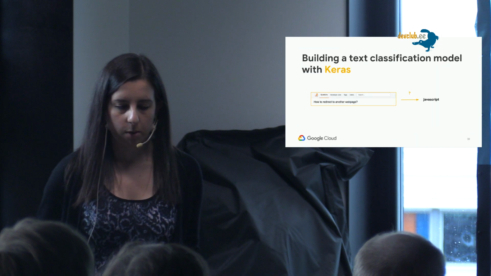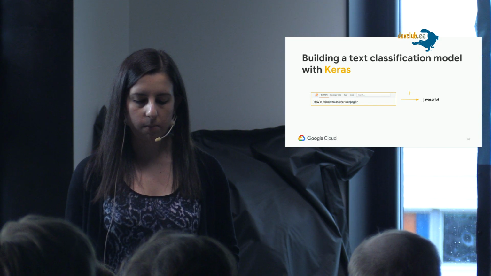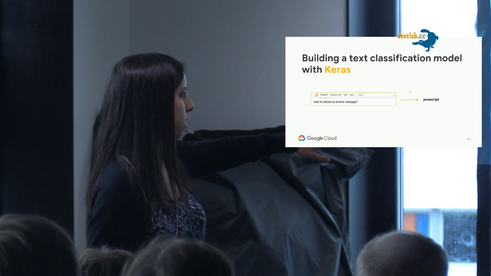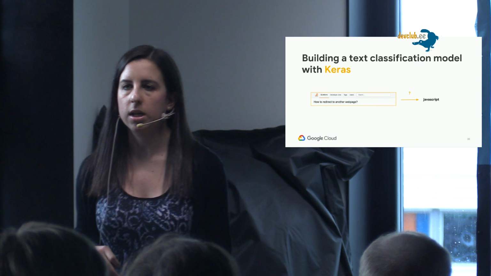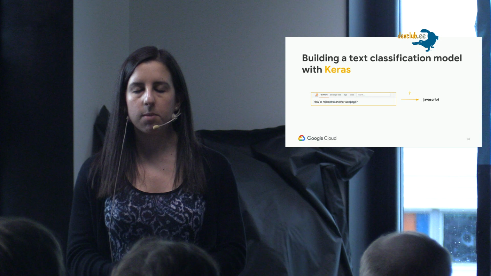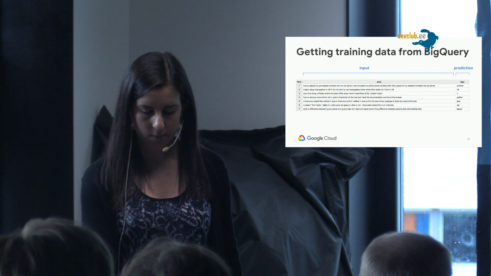So the first demo I want to show is building a text classification model using the Keras API. So the input to our model is going to be Stack Overflow posts, just the title, and our model should output the corresponding tag. I know many Stack Overflow questions have more than one tag. To keep things simple, we'll just use one tag as the prediction for this model.